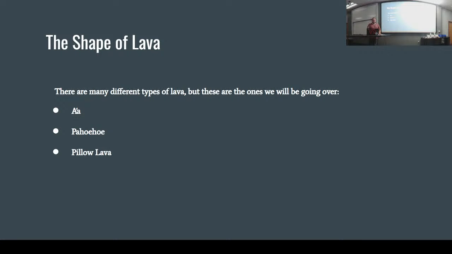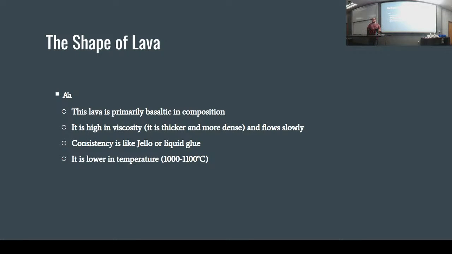Alright, so there are going to be three different types of lava that we're going to be talking about, which are the, the Pahoehoe, and pillow lava. So the first one is... So this lava is primarily basaltic in composition, and they are typically what create rocks that are higher in iron and lower in silica. So, with that property, it can be assumed that these are more viscous than other types of magma.